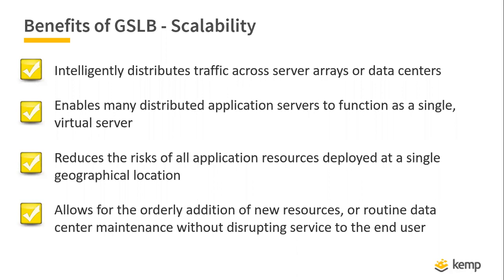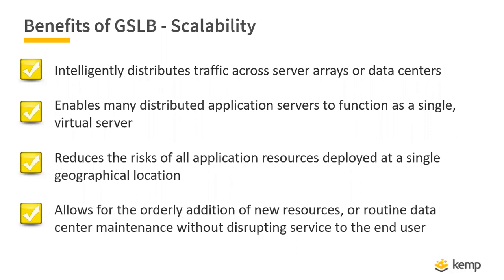Next pillar for the benefits will be scalability. For the GSLB, we intelligently distribute all the traffic across the servers and across the data centers. If you have put a server load balancer inside the same premise, it will distribute traffic across different servers inside the same premise. But if you have two different data centers using two different public IPs, we can also help you distribute the traffic as well.